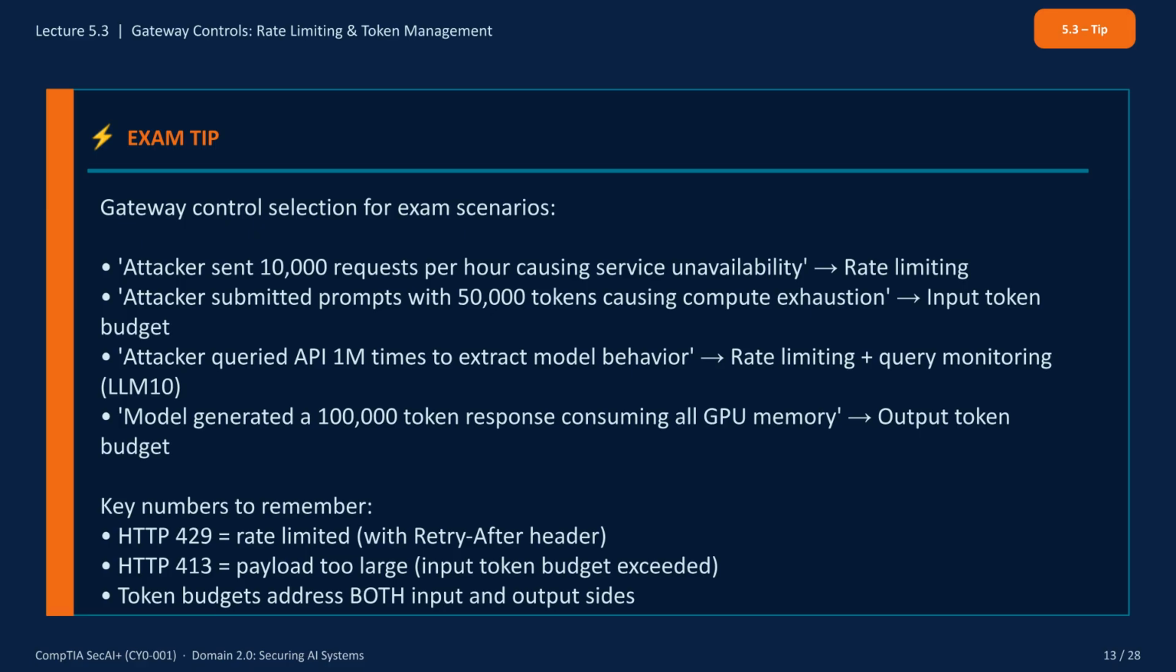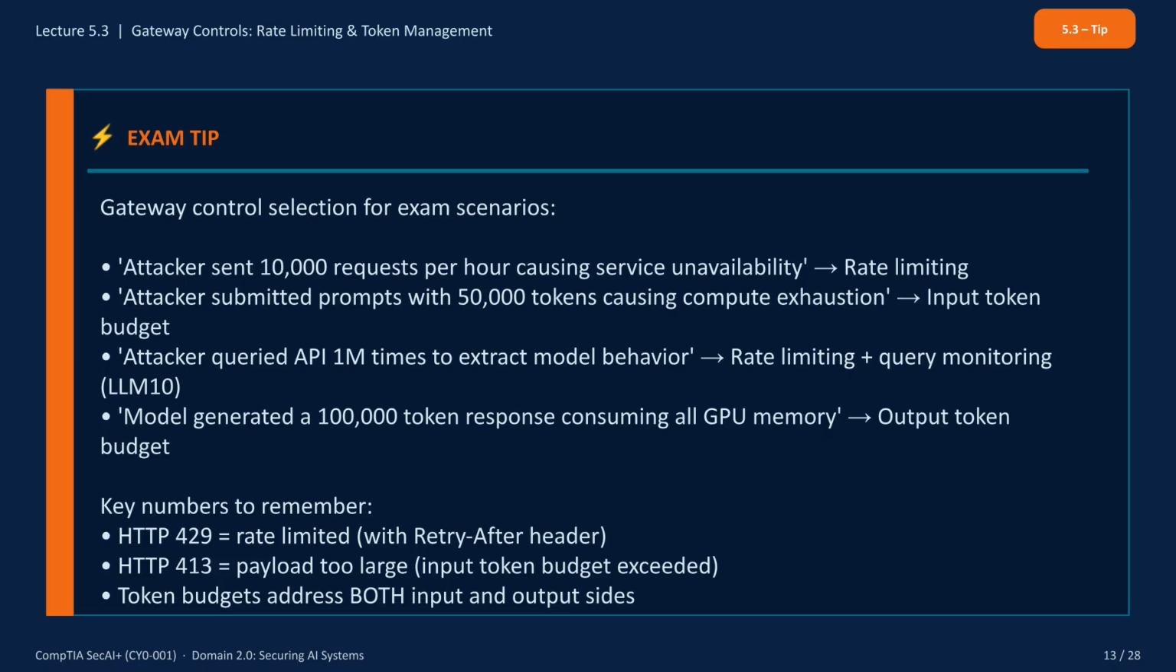When the scenario describes massive request volume causing unavailability, the answer is rate limiting. When it describes oversized prompts causing compute exhaustion, the answer is input token budget. When it describes repeated querying to extract model behavior, the answer combines rate limiting with query monitoring, and you should recognize that as OWASP LLM10, model theft. And when the model generates an excessively long response, the answer is output token budget.